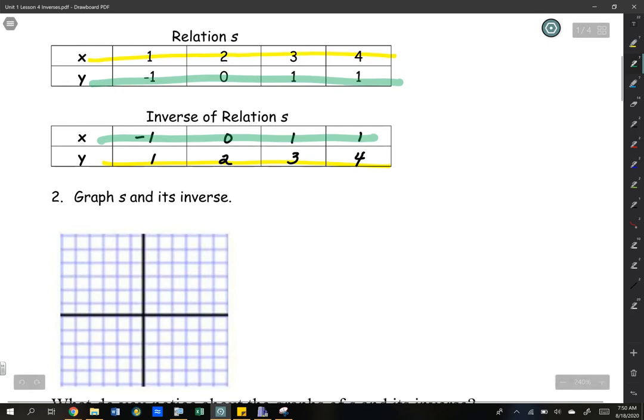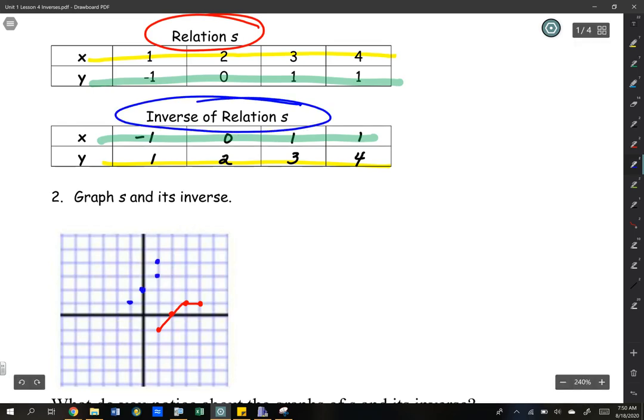So first we're going to graph relation S, and we'll do that in red. And then we're going to graph the inverse of relation S. I'll do that in blue. All right, and if you've graphed the inverse correctly, the inverse will always reflect over the line y equals x. So let's draw the line y equals x. And you see how perfectly our inverse reflected over that line. This is the line y equals x.